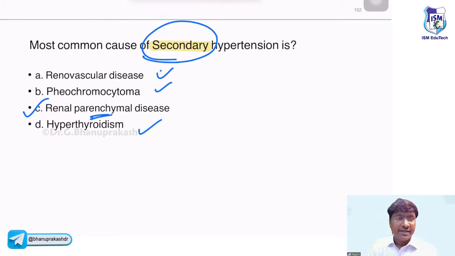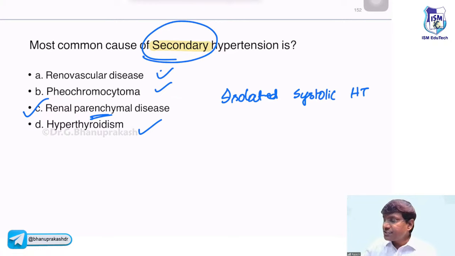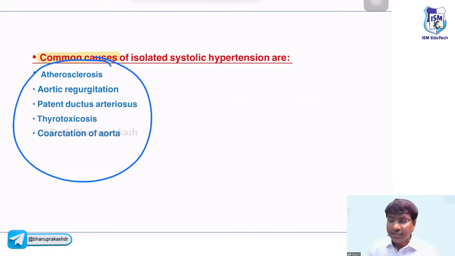But in certain clinical scenarios, you have what is called isolated systolic hypertension. Now, what are the conditions where you have isolated systolic hypertension? These are the conditions: atherosclerosis, aortic regurgitation, PDA, thyrotoxicosis, as well as coarctation of aorta. These are the causes of isolated systolic hypertension.